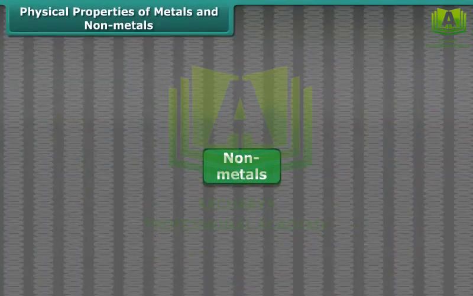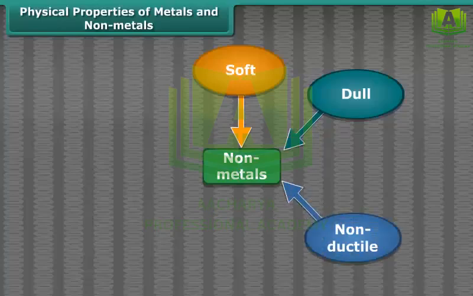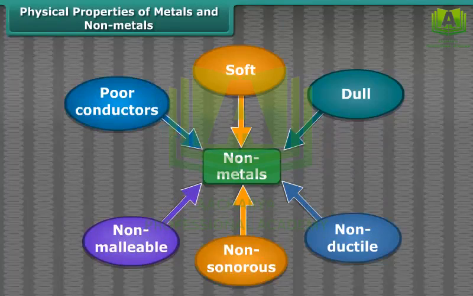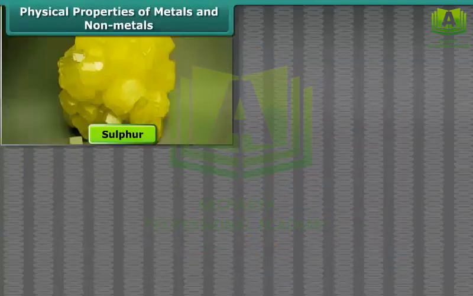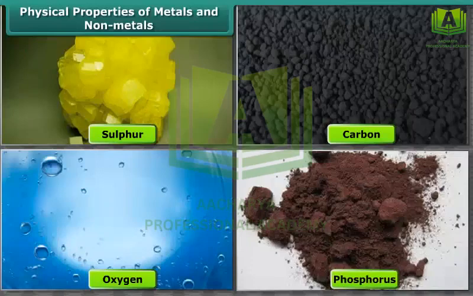Non-metals like coal and sulfur are soft, dull, non-ductile, non-sonorous, non-malleable, and poor conductors of heat and electricity. Sulfur, carbon, oxygen, phosphorus, etc. are the examples of non-metals.